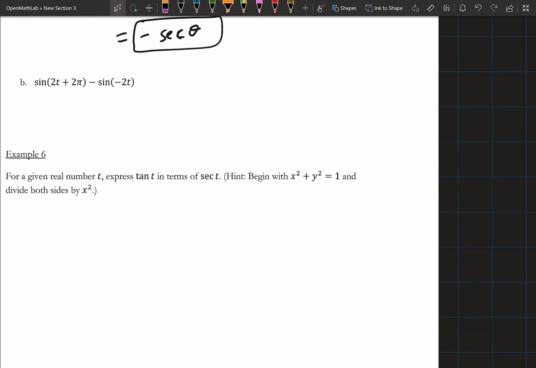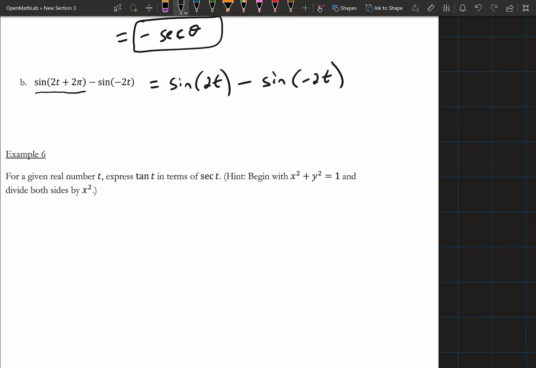The next one, we have sine of 2t plus 2 pi minus sine of negative 2t. So we can use a couple of these properties. The first term here, we're adding 2 pi to the angle. So that's 1 period, right? So sine of 2t plus 2 pi would just be equivalent to sine of 2t, because I don't need that added period in there. So then we'd have minus sine of negative 2t.